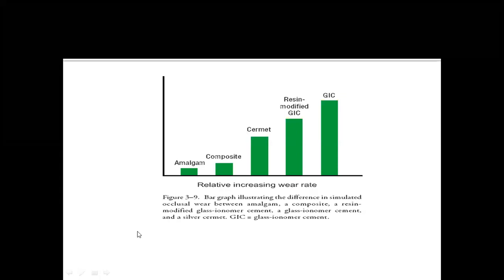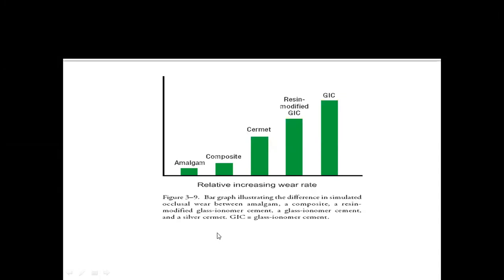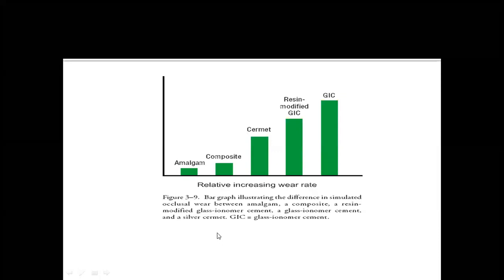Now, next you have your relative increasing wear rate. The wear rate of the restoration, how rapidly it can wear, is fastest for GIC. Amalgam has the least wear rate. Amalgam restorations stay for many years. Still, it is the best among wear rates.